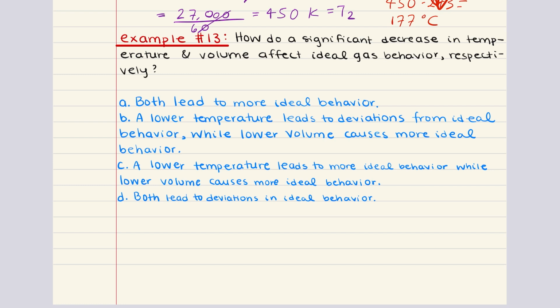Now, let's think about this. A decrease in temperature leads to a decrease in the kinetic energy of the particles, so intermolecular interactions become more significant. This change leads to deviations from ideal behavior. Okay, so that's for temperature. Similarly, for decreases in volume, this causes the volume of the particles themselves to become more significant. This change also leads to deviations from ideal behavior. So both of these changes lead to deviations in ideal behavior. That makes the correct answer for 13 D.